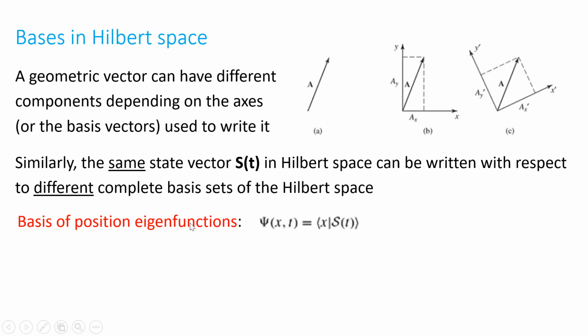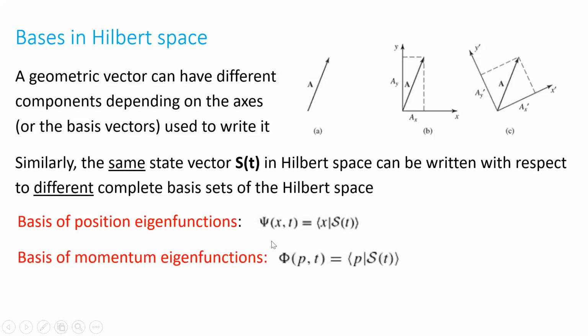So for the basis of position eigenfunctions, we would just take the state vector S of t in this bracket notation, and then put the component of that along x, and that would just be equal to our normal wave function. Okay, so if we write the state vector S in terms of x, we just get our wave function back again, our normal position space wave function. But there are other possible bases.